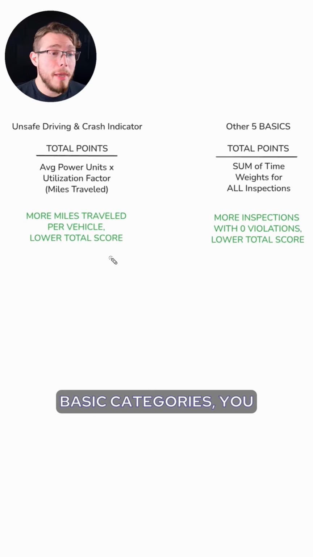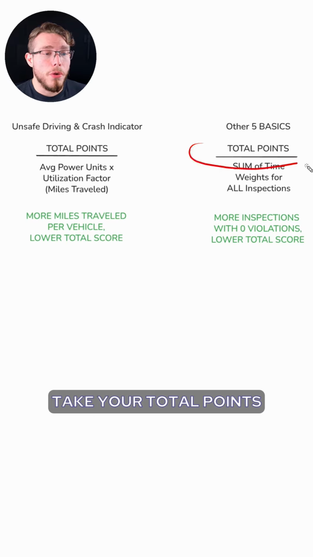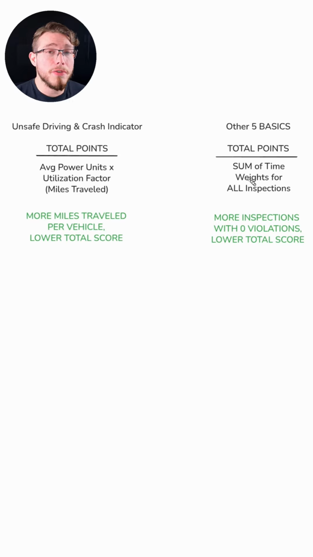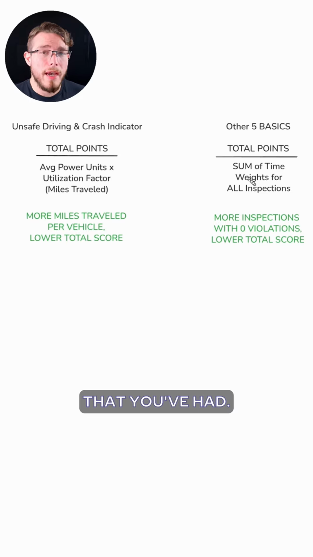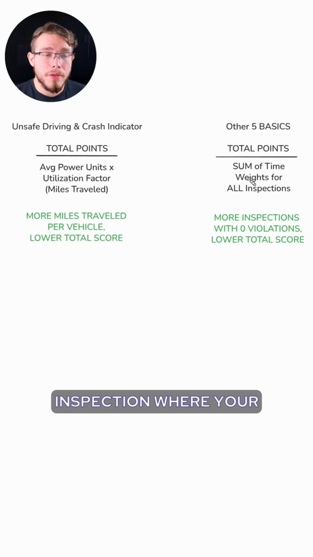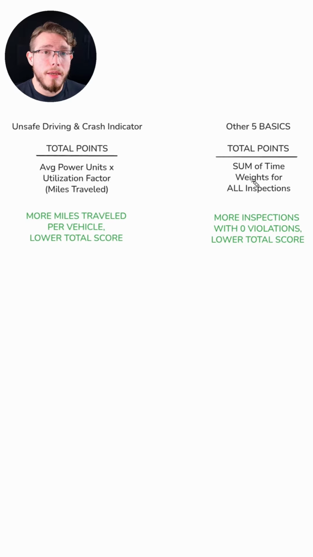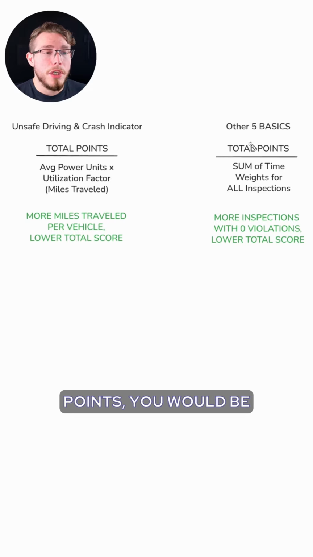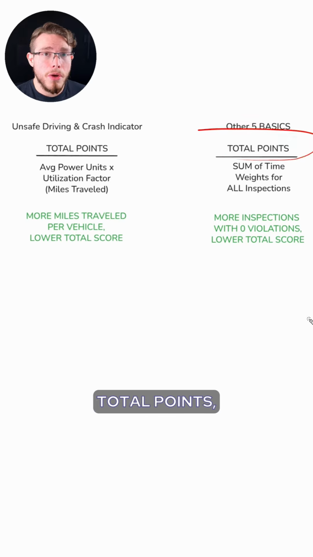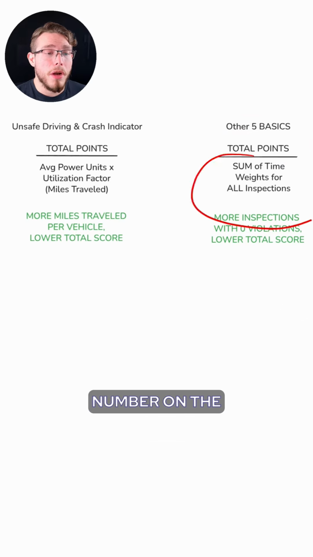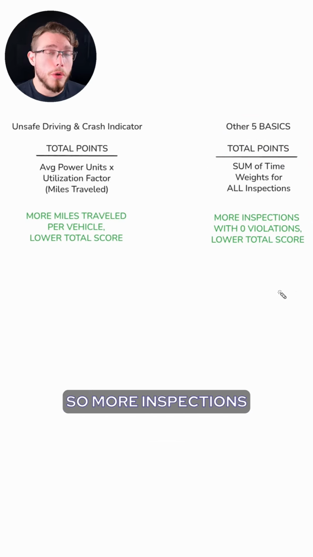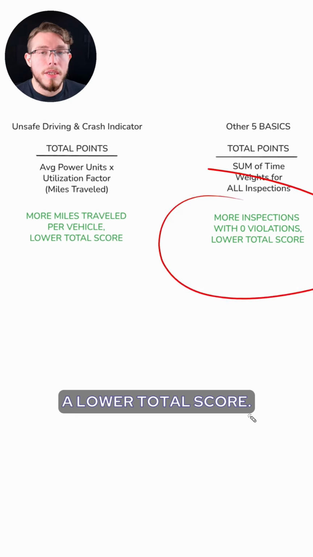For the other 5 basic categories, you take your total points and then you divide that by the sum of the time weights for all of the inspections that you've had. So if you had a clean inspection where your time weight would be 3, but you received no points, you would be adding nothing to your total points, but you'd be making the number on the bottom bigger. So more inspections with 0 violations is a lower total score.